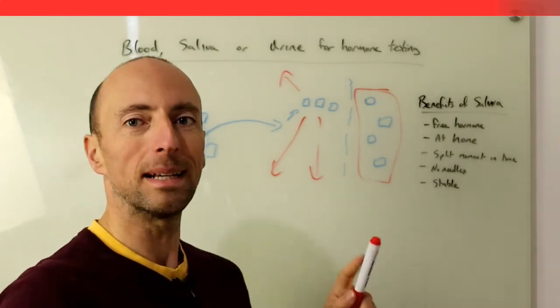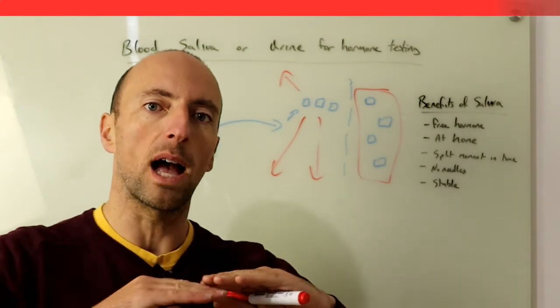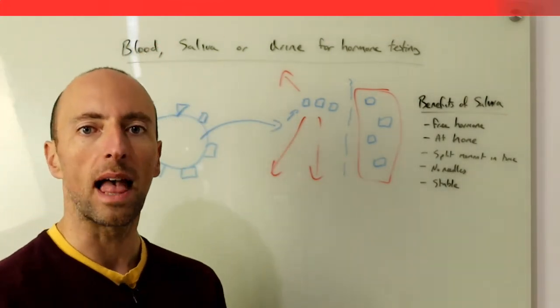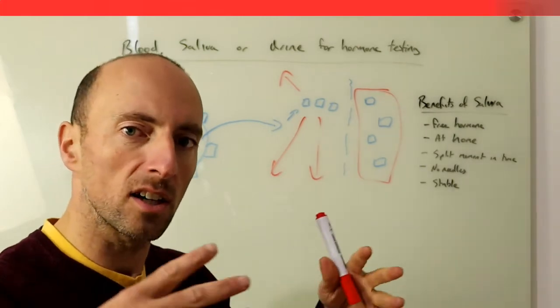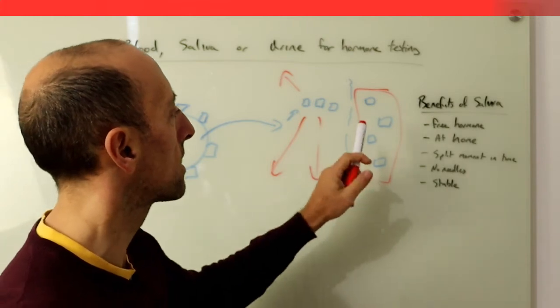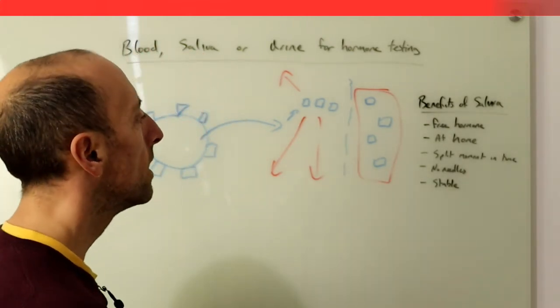It's a split moment in time. Just like blood, you're checking what the level is at that point in time. With urine, we accumulate urine over several hours in most cases, so it's like an accumulation or an average over a period of time, whereas saliva is really a matter of what's happening right here, right now.